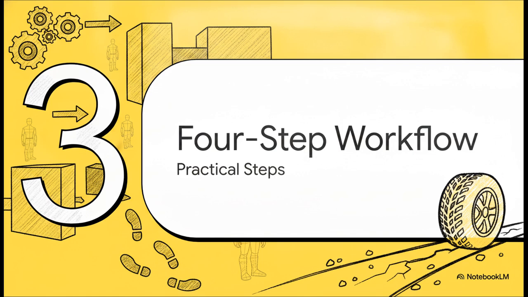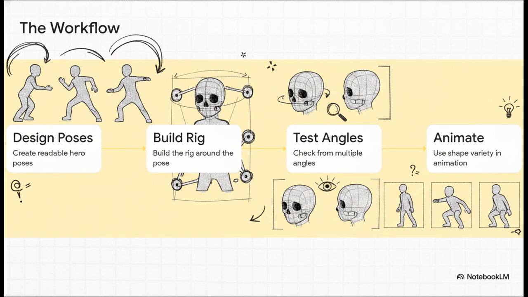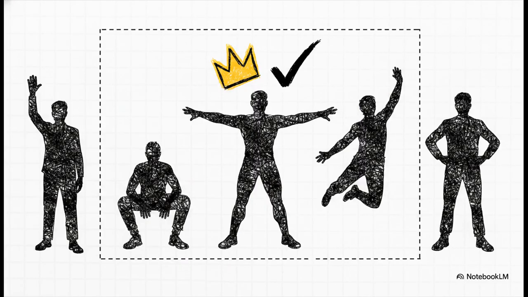This is where we get into the practical steps and where the rubber really meets the road. Here's your rapid-fire preview of the framework. Step 1, design readable poses. Step 2, build the rig around the pose. Step 3, test for multiple angles. And Step 4, animate with shape variety. These 4 steps are exactly how we get from that abstract theory into practical on-screen application. Let's break them down. All right, step 1 is to design readable poses.